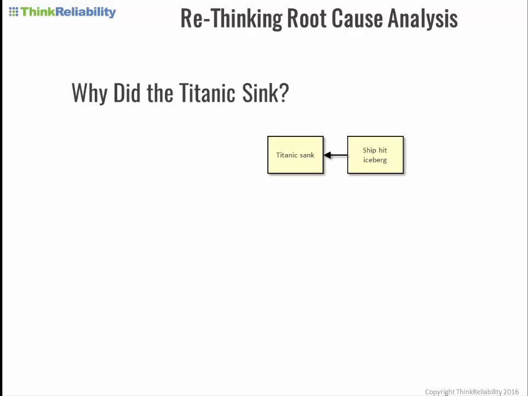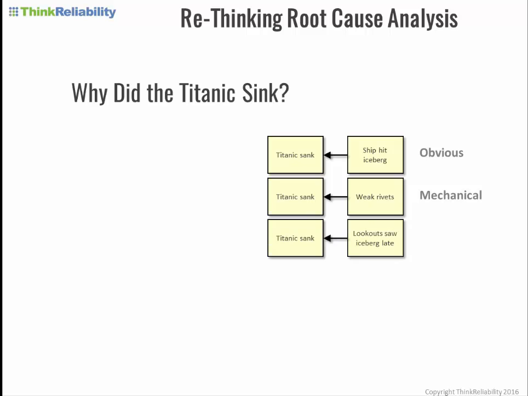Well, the most common response we get would be the fact that the ship hit an iceberg. So there is one level of detail representing the issue. Now somebody else might say that the Titanic sank because of the weak rivets. In other words, they're giving more of a mechanical perspective from a cause and effect standpoint.